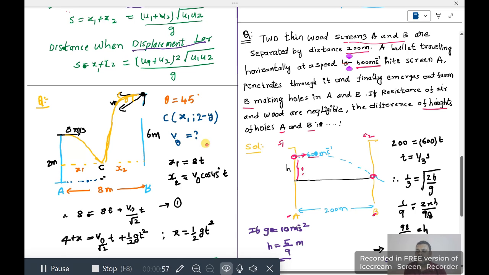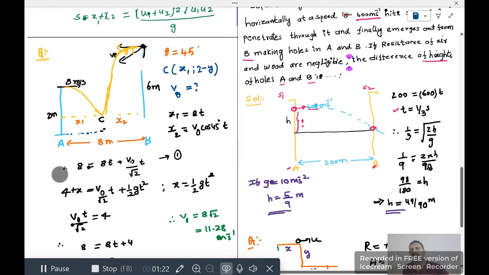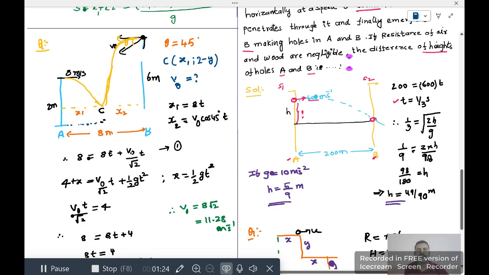Here some data is given: the horizontal distance and the horizontal velocity. From the given, we can find out that t is equal to 1 by 3 seconds. Now t is equal to root over 2h by g, then h will come. So this is easy. If you understand the question, the physics gives the answers itself. The first thing is understanding, then substitution.